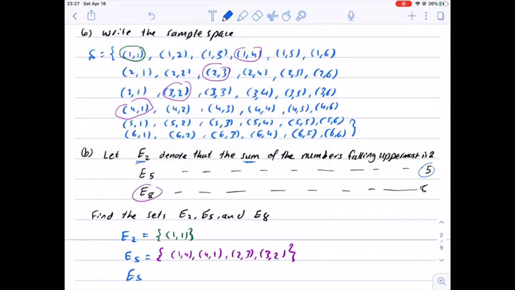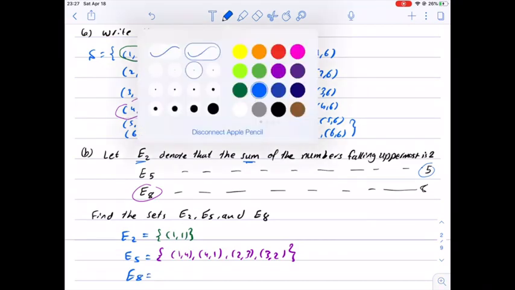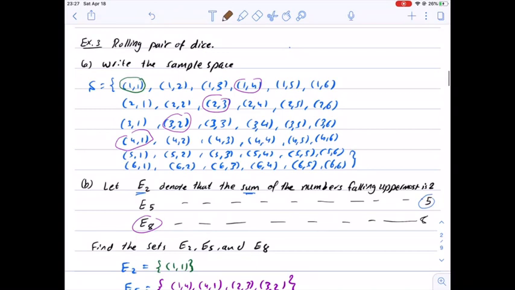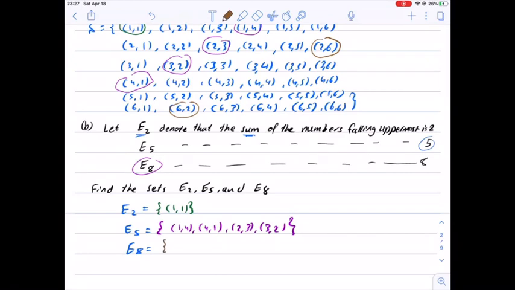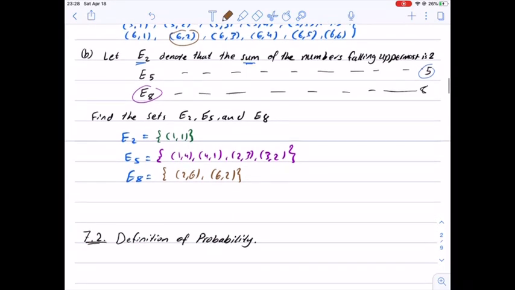And that's it. Now what about E8? The sum is 8. Let's use this color. The sum is 8, so we have 6 and 2, and 2 and 6, so the sum is 8 is only 2 outcomes, and so on. So we can determine any event this way.